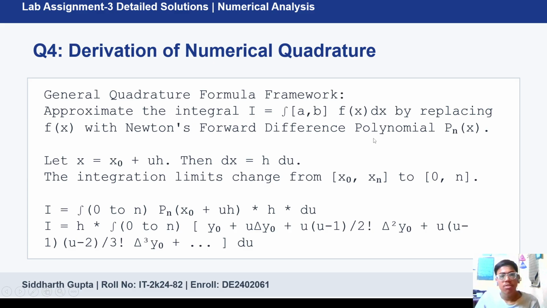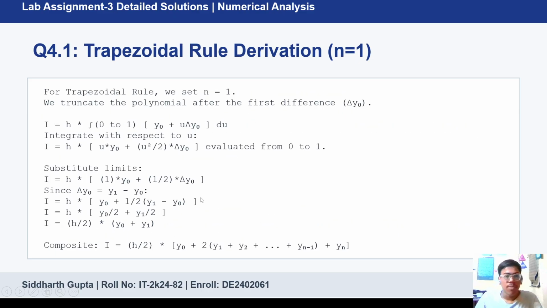replace the function with Newton's forward difference polynomial, or you can say we will take x is equal to x0 plus uh and dx will be equal to h du. Now we have to change the limit from x0 to xn to 0 to n. So when we change it, it will come Pn, that is the forward difference polynomial, x0 plus uh, into h into du. Now we will take h as a constant outside 0 to n, and we will put the forward difference formula here, that is y0 plus u delta y0 plus u into (u minus 1) by 2 factorial delta square y0 plus u into (u minus 1) into (u minus 2) by 3 factorial delta cube of y0, like this.